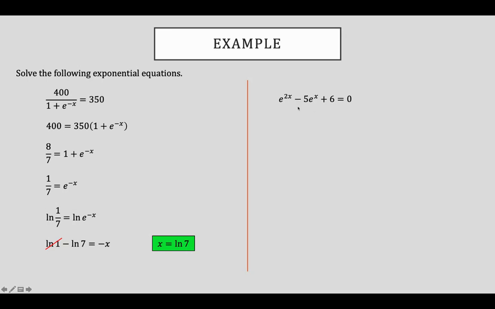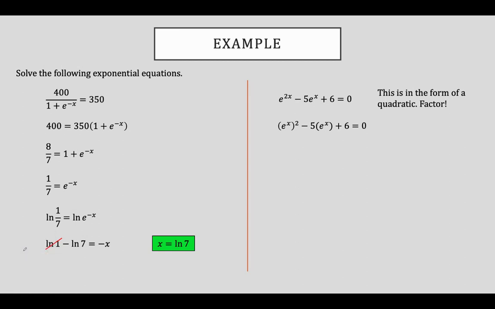So what we actually need to recognize here is that this is in the form of a quadratic, which means that we want to factor it. Yes, this is actually factorable. Now, when I say that this is in the form of a quadratic, we should recognize that this is the same thing as e to the x squared. Exponents raised to exponents, we multiply them. That would give me e to the x squared minus 5 times e to the x plus 6 is equal to 0. And so because this is in the form of a quadratic, we can factor it.